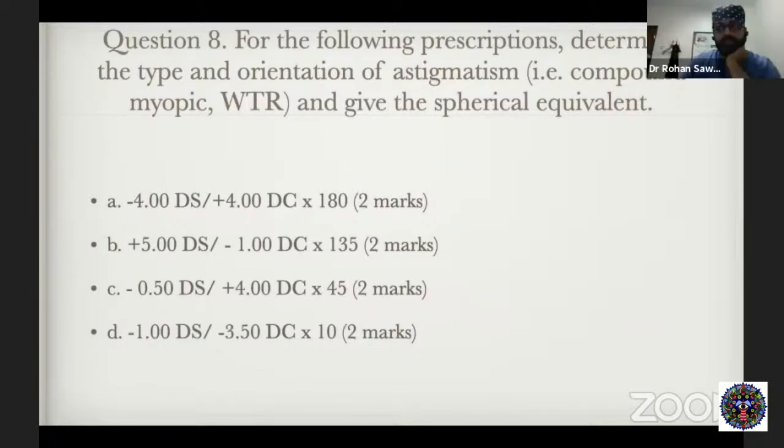For the following prescriptions, you need to determine the type and the orientation of astigmatism. That is whether it's a compound myopic with the rule, and you also need to give me the spherical equivalent. Each is for 2 marks. Any volunteers for the first one? What do you think the first prescription, number A, is? Mixed astigmatism. Yeah, anyone?